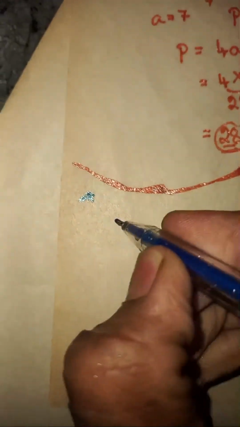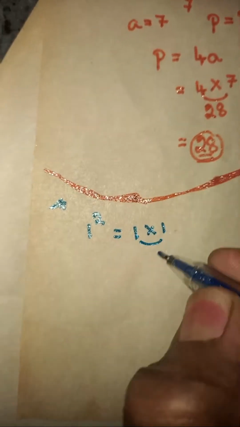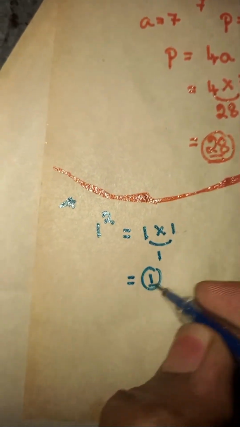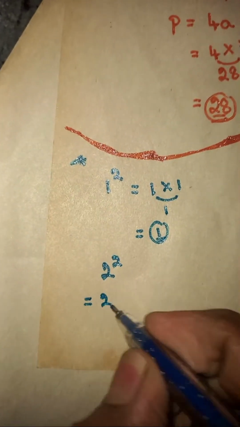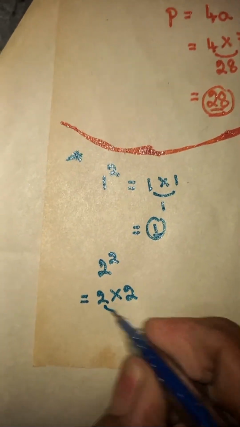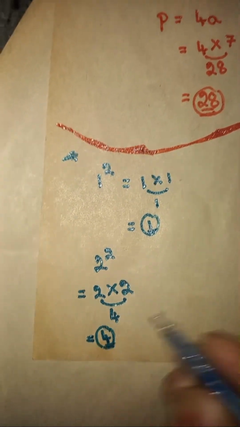Let's start by doing 1 square. 1 square, you can write it as 1 times of 1, which becomes equal to 1. Let's write 2 square. 2 square is nothing but 2 times of 2. 2 times of 2 is 4. So this is going to become 4.